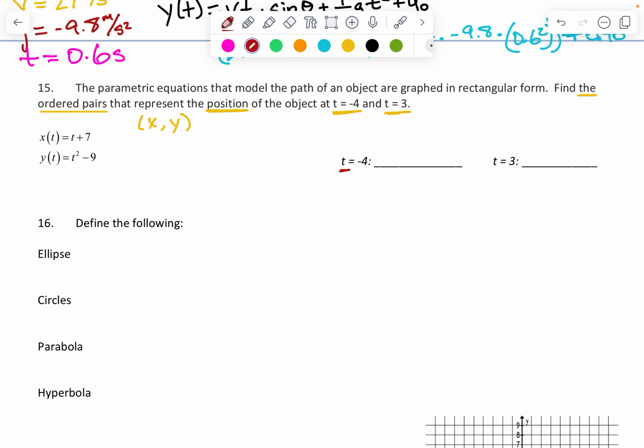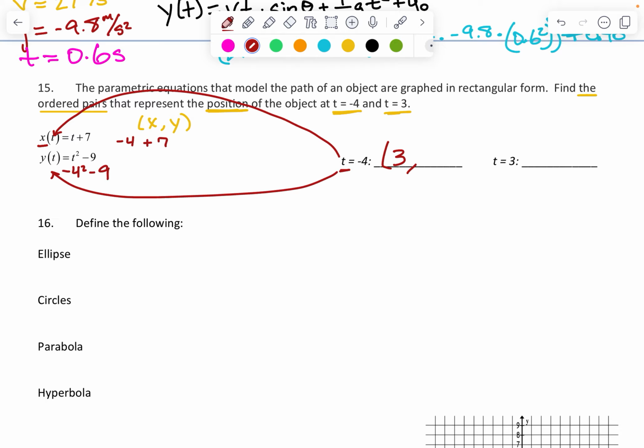When we have a time, we need to plug it into our function. We need an X, so we plug that time into the X, and we need a Y, so we plug it into the Y. For the first one, we start with -4 plus 7, which is 3. Then we plug in -4, square it, and subtract 9. A negative squared is a positive, and 16 minus 9 leaves us with 7. So our ordered pair at time equals -4, the position, is (3, 7).